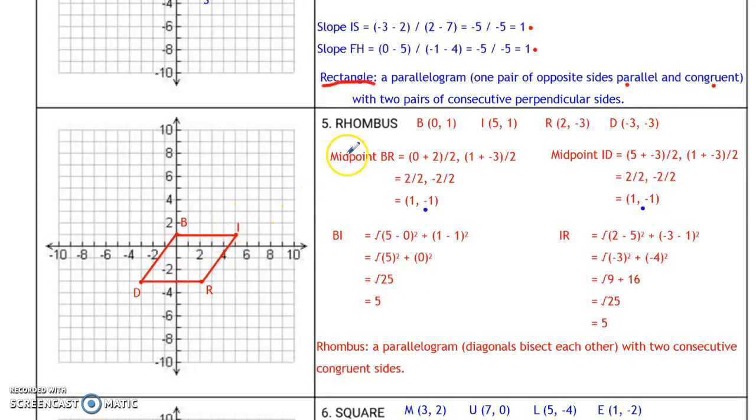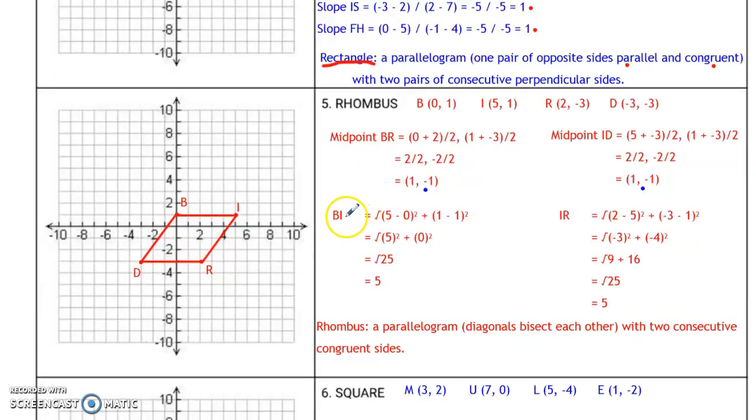So it's a little short version of trying to prove that two diagonals bisect each other. A short way to prove that it is a parallelogram. Then what I did was I found the length of BI and the length of IR. I found that they were the same. They were both 5, which means they're consecutive congruent sides.